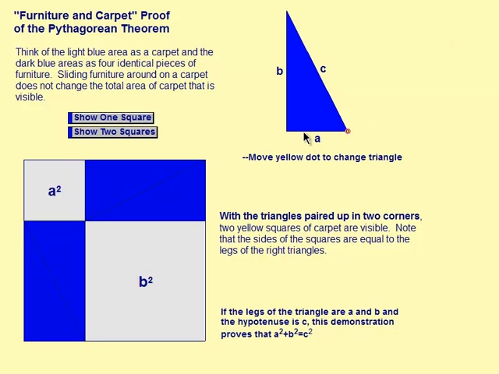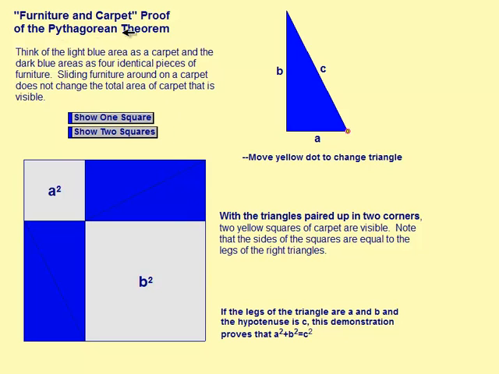And notice the short side is labeled A, and so here's A, and so the area of this region, of the light region here, is A squared. And this is B, which is the same as this length here, and so this light region is B squared.